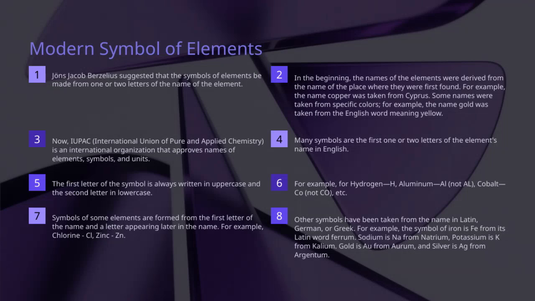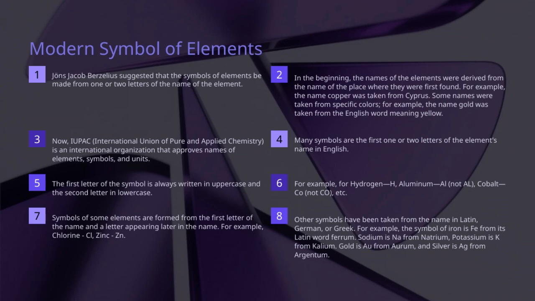Let's talk about the modern symbols of elements. Many symbols are derived from the element's name in Latin, German, or Greek. For example, the symbol for iron is Fe, which comes from its Latin name, ferrum. Sodium's symbol Na is from its Latin name, natrium, and potassium's symbol, K, from kalium. Gold is Au from aurum, and silver is Ag from argentum.